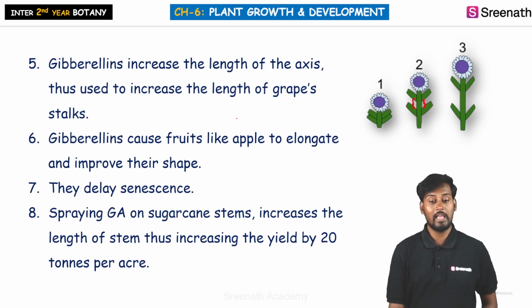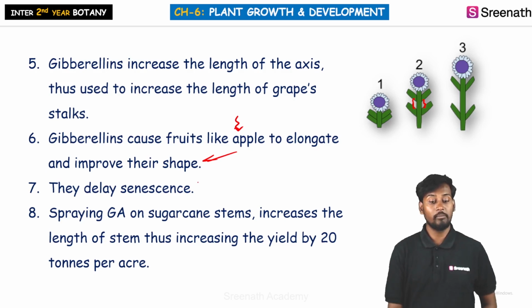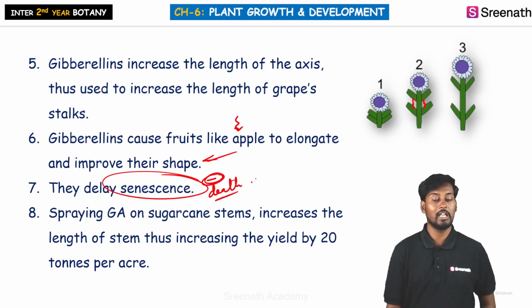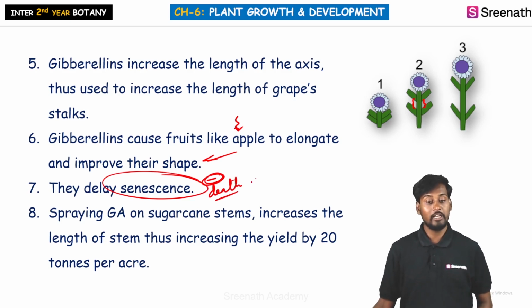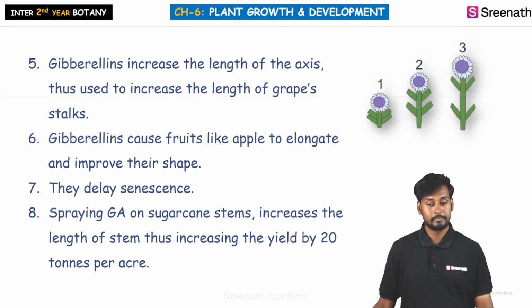It acts upon fruits like apple to elongate their shape and size and also increase shelf life. The main reason is that it delays senescence, that is the death or ripening of plant parts. When you spray gibberellic acid onto sugar cane, the yield increases by 20 tons per acre.